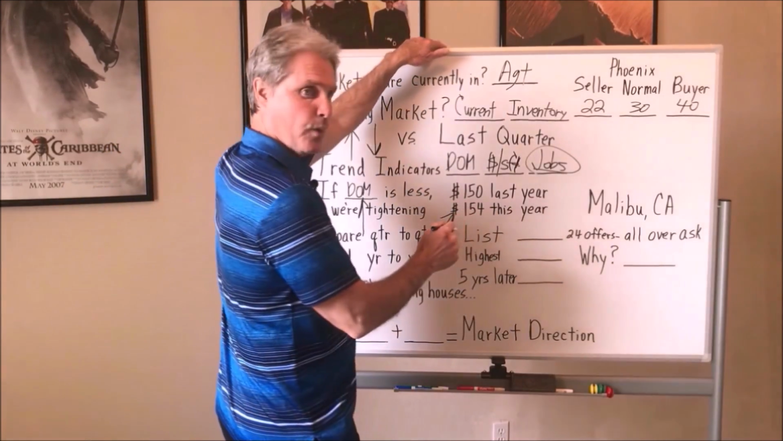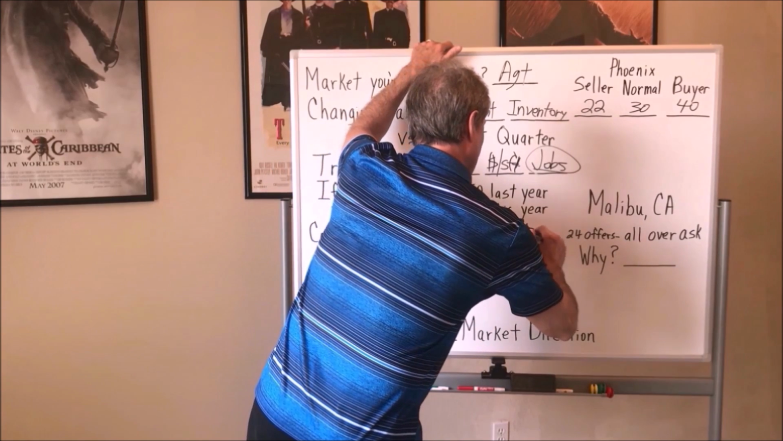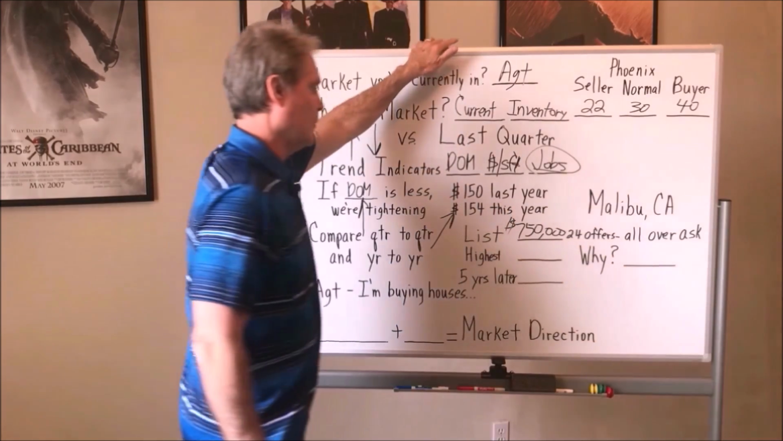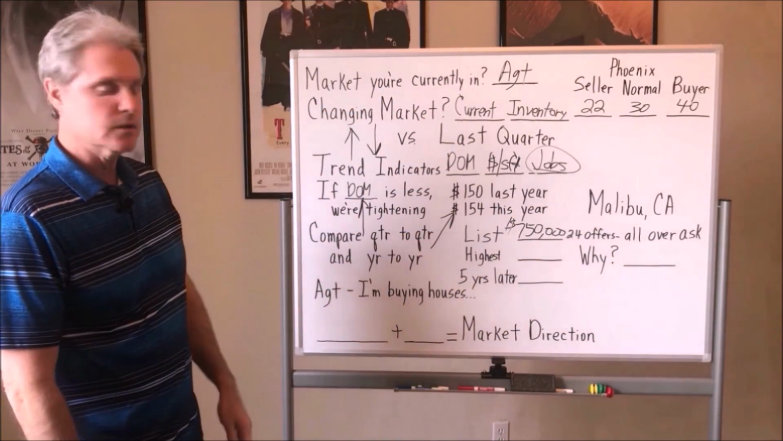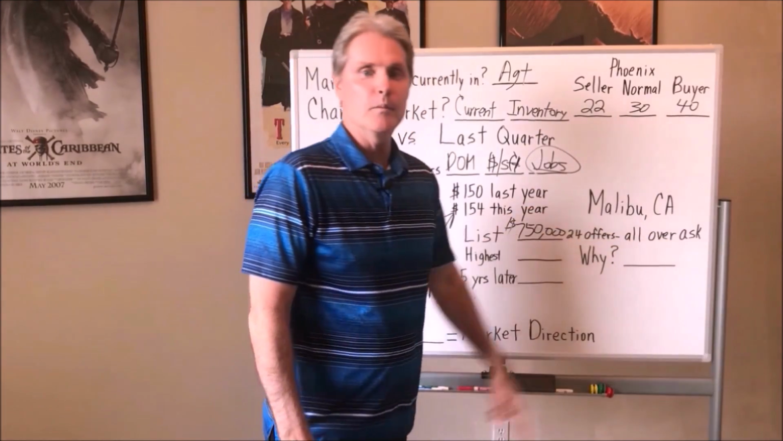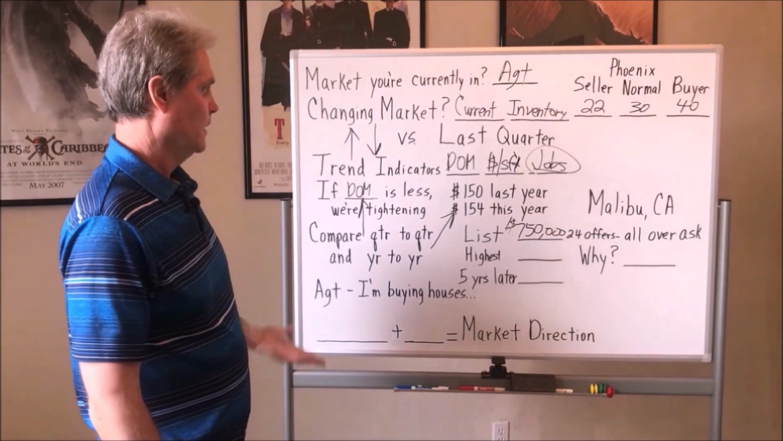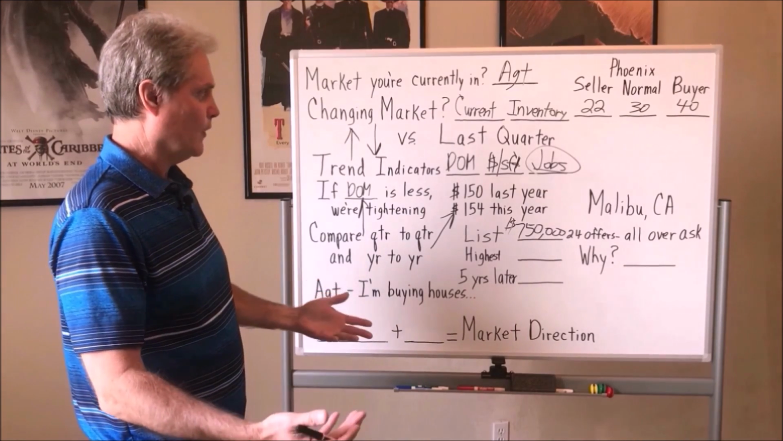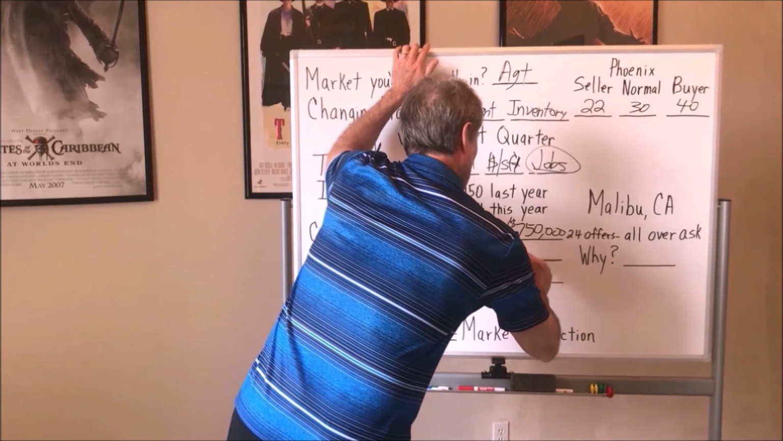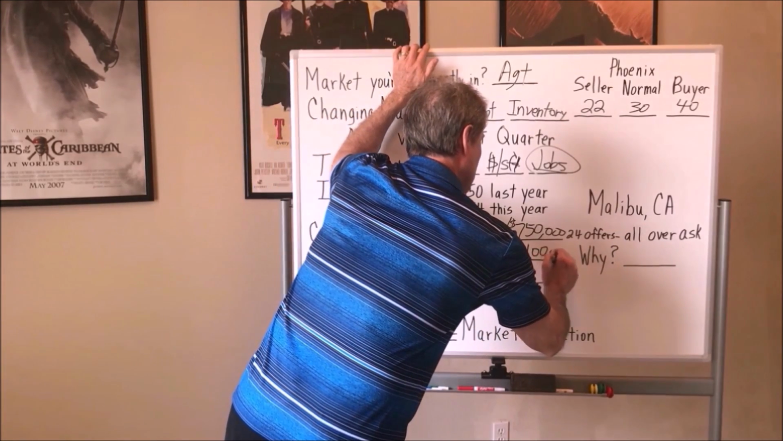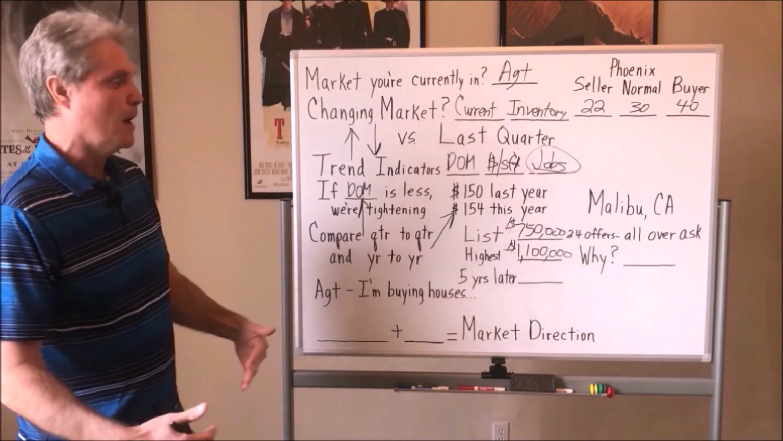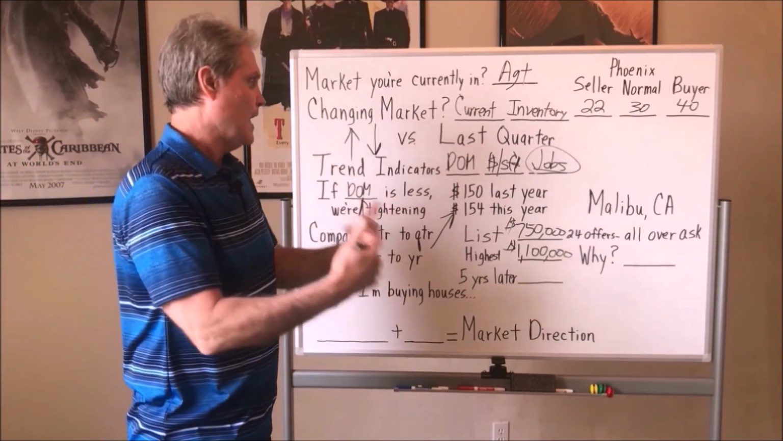So the list price, they agreed on $750,000. Okay, so they listed the property for $750,000. They got 24 offers, and all of them were over the asking price. Think about that. 24 offers, all of them over the asking price. The winning bid was $1.1 million. That's $350,000 above the asking price.